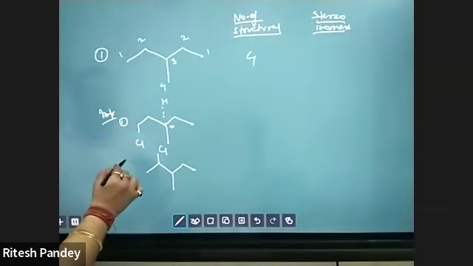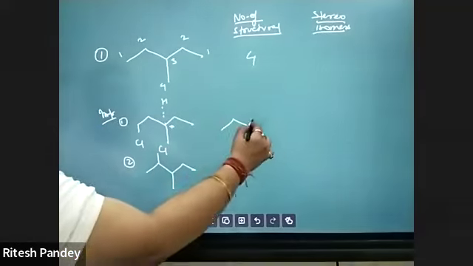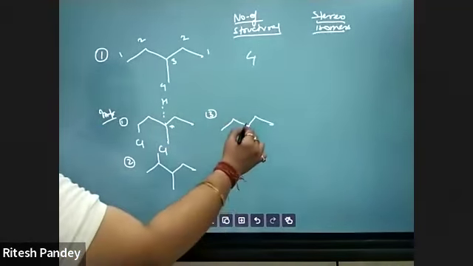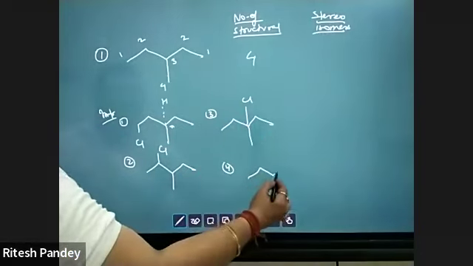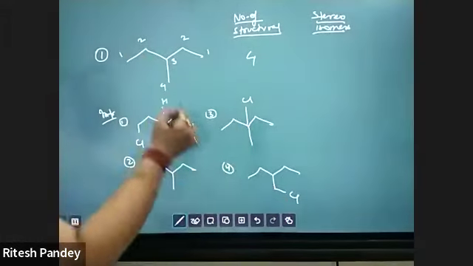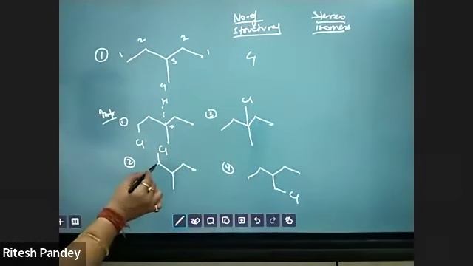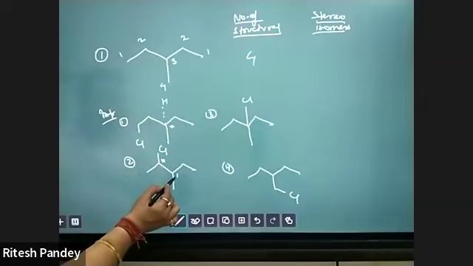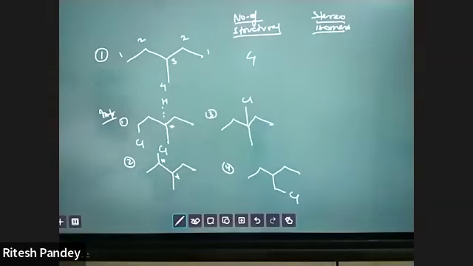So if this is 1, and if this is 2, and if this is 3, and if this is 4, I have drawn the 4 structural isomers. Now, this is simple to identify in the sense that this is certainly going to be chiral here, and this is going to be chiral here. Yes or no? Yes, sir.